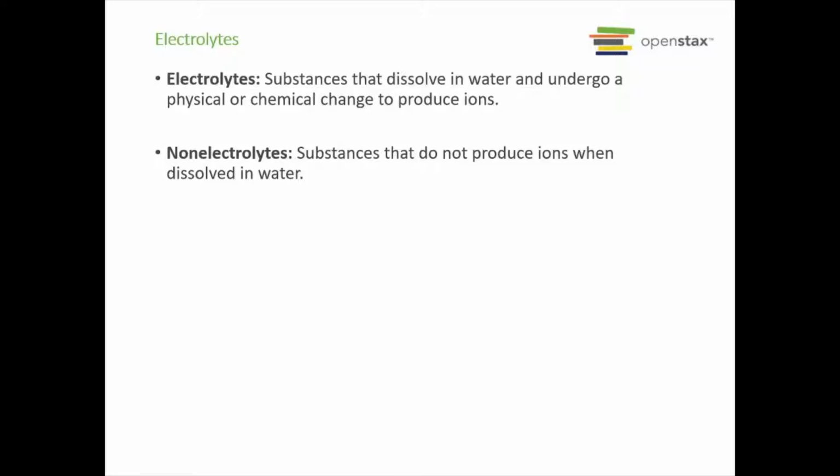So let's first define electrolytes. These are substances that dissolve in water and undergo a physical or chemical change to produce ions. A non-electrolyte is a substance that does not produce ions when dissolved in water. For instance, sucrose that we looked at last section doesn't break apart into positive and negative ions, it stays together, but it still dissolves.